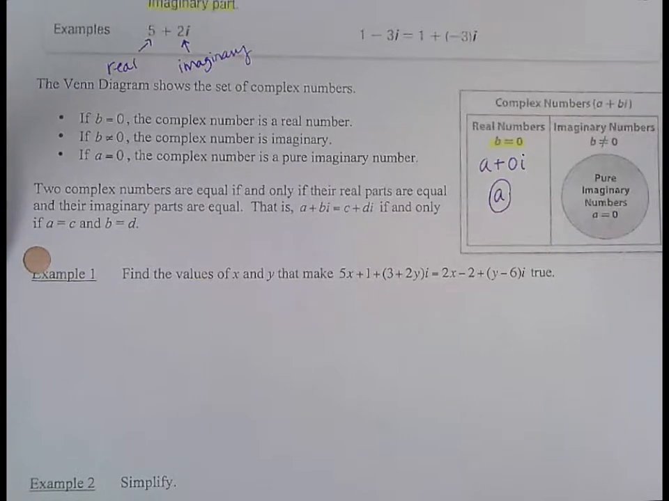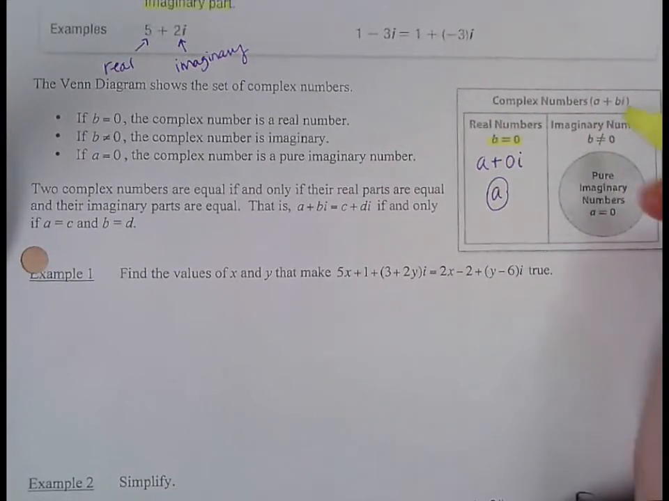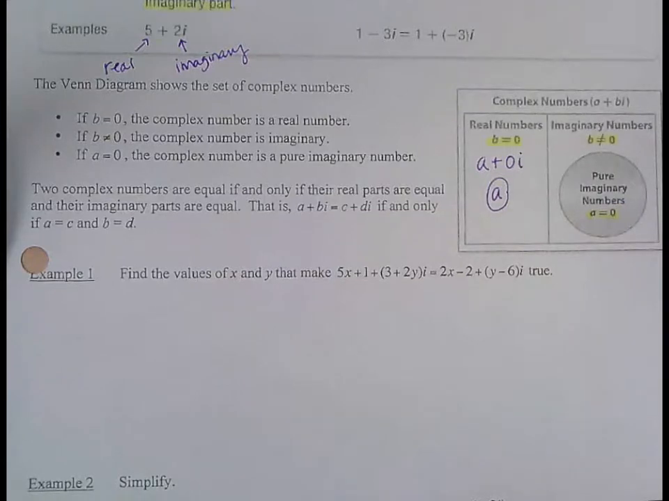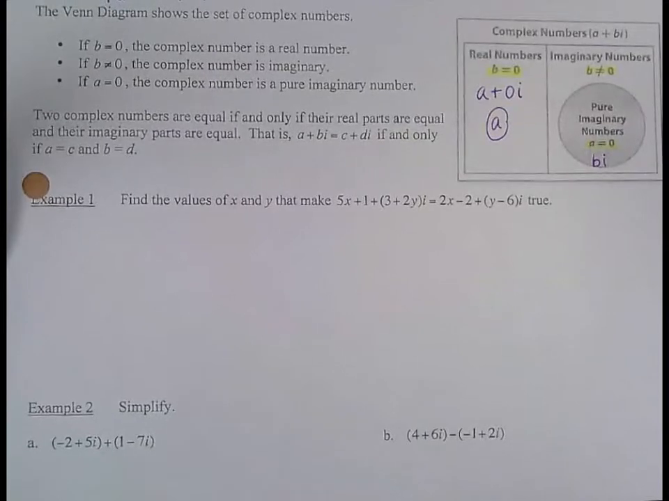So that's why complex numbers are either real or they're imaginary. If the imaginary part is 0, you have a real number. If b is not equal to 0, that means you have an imaginary part, and therefore you have an imaginary number, with or without a real part to it. So if your a value then is 0, that would mean you do not have a real part. That would just be b times i, and that's a pure imaginary number. Those are the numbers we worked with yesterday. So that just breaks down our complex number system that we work with.